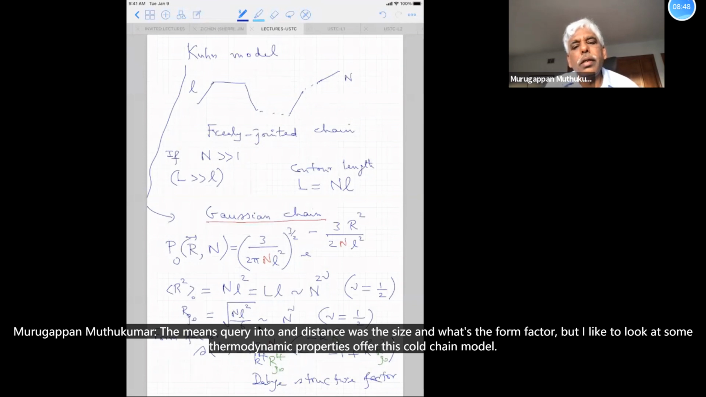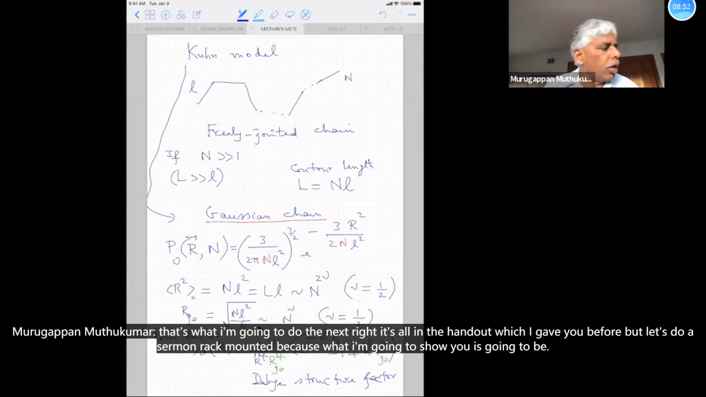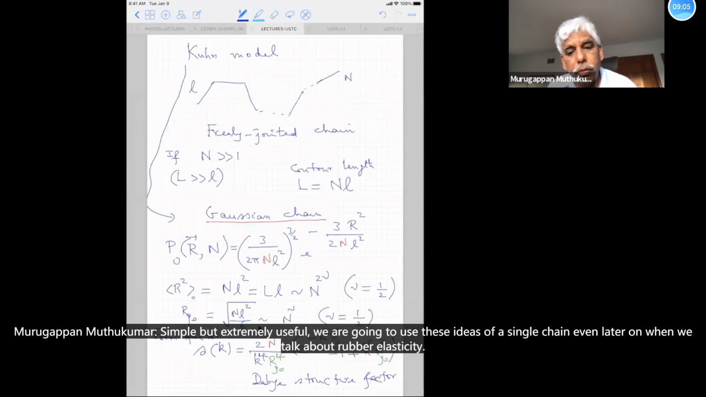But I like to look at some thermodynamic properties of this Kuhn chain model. And that's what I'm going to do next. It's all in the handout, which I gave you before, but let's do thermodynamic properties, because what I'm going to show you is going to be simple, but extremely useful.